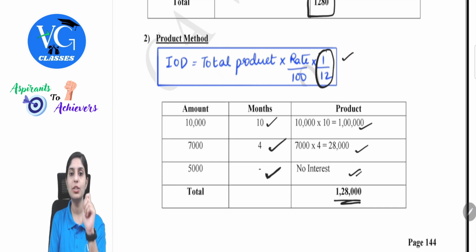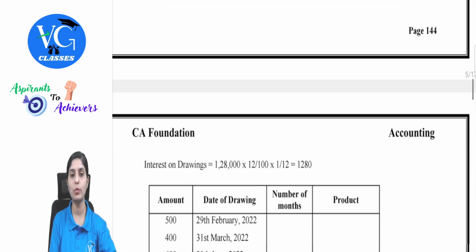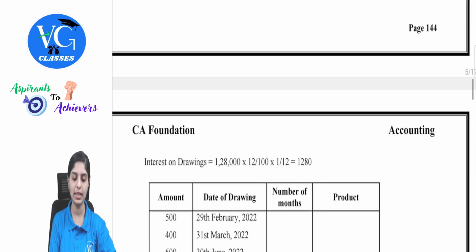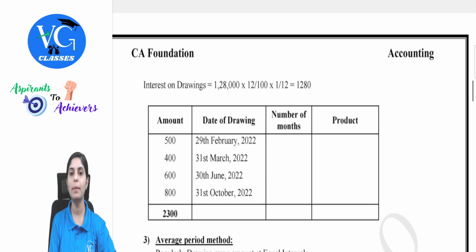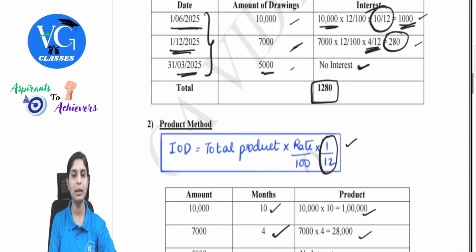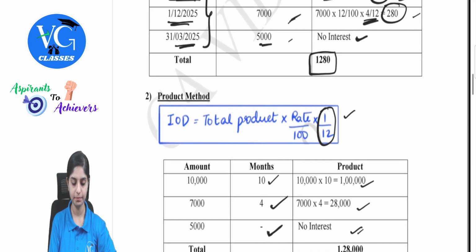Understand one thing, guys: here we just found the total product, but we actually want what? Interest on drawings under the total product method. So 1,28,000, the rate of interest was the same 12% like we saw in the previous example, into 1 by 12. So this is how we solve under the product method. If you observe, under both methods the interest amount is the same.